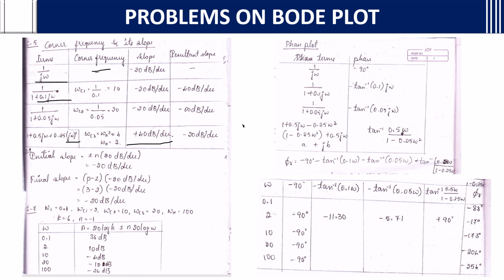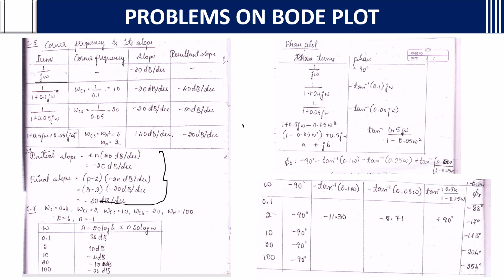The corner frequency will be what? Omega n square is equal to what? You will get 4, and omega n is 2. Okay, 1 by 0.25 you can do, and you will get 4 and 2. Here omega n square. So like this you will get the omega n value. After getting the value, what will the resultant slope be? All you got is minus 60. Minus 60 plus 40, what will you get? Minus 20 dB per decade. Okay, like this you need to find if the question is like this. Initial slope is minus 20 and final slope is minus 20. Okay, I hope you understood. Even using the formula you are getting the same.